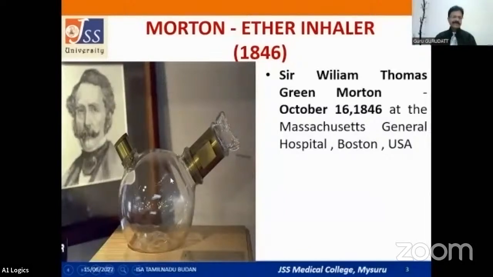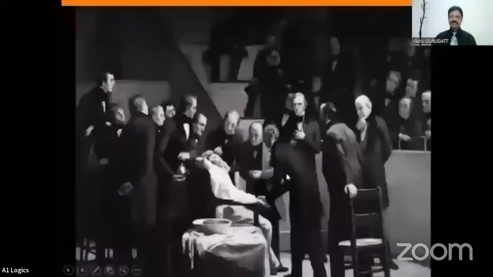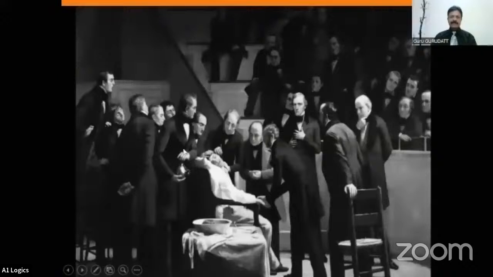And on that day, he used a simple glass flask for providing anesthesia. He did not use any sophisticated equipment. Here you can see Morton providing anesthesia to Gilbert Abbott, the patient. The vascular tumor is being removed by surgeons Warren and Bigelow.